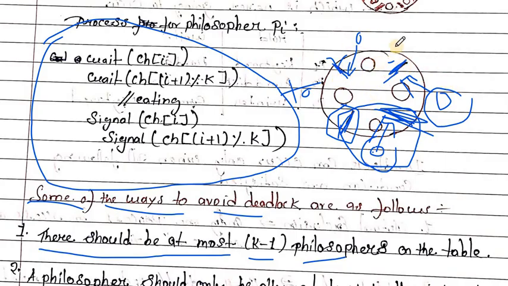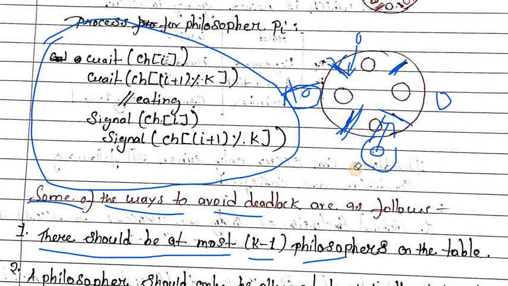After taking food, he releases the chopsticks, and now this philosopher will take both chopsticks, eat the food and release them. Now all three have taken the food. Now the two chopsticks are available for this last philosopher, so he can eat food with two chopsticks. So the deadlock condition is removed, deadlock avoided.